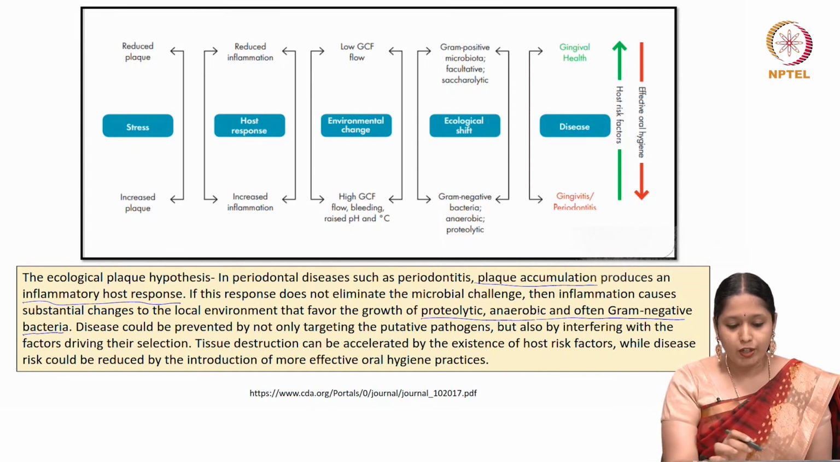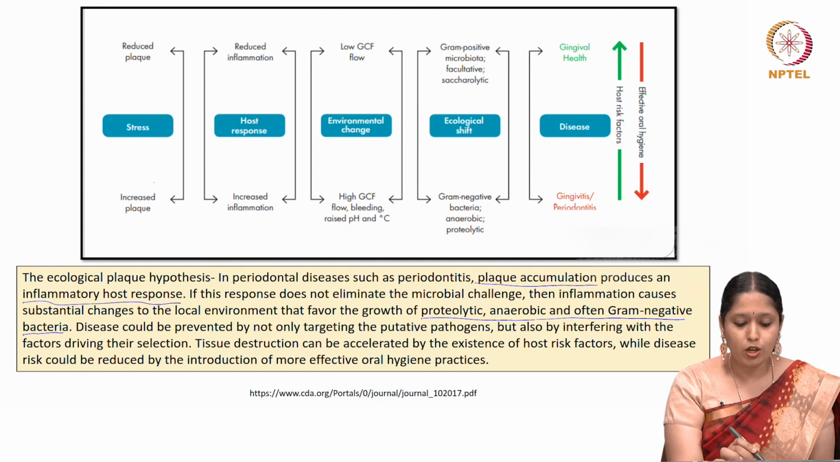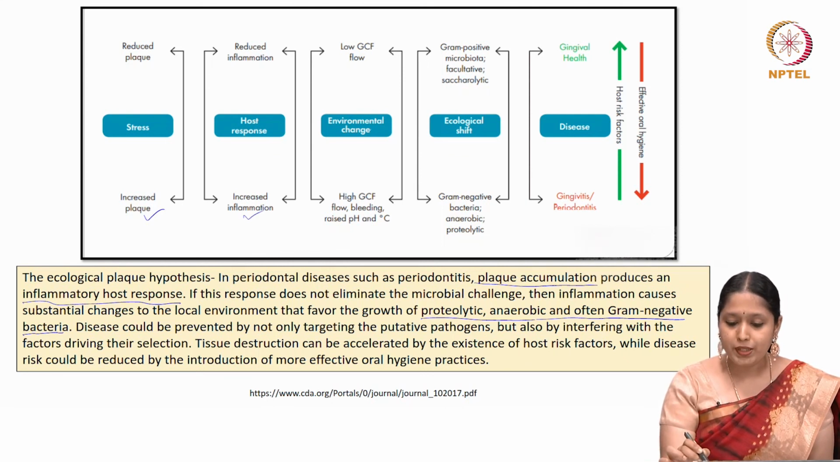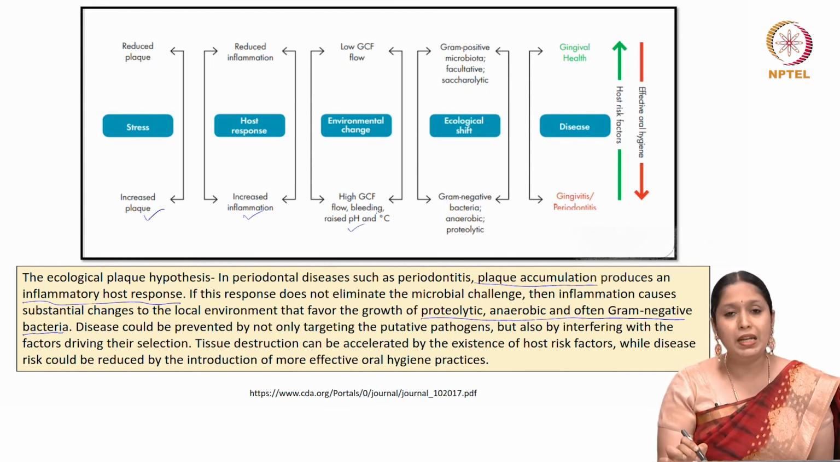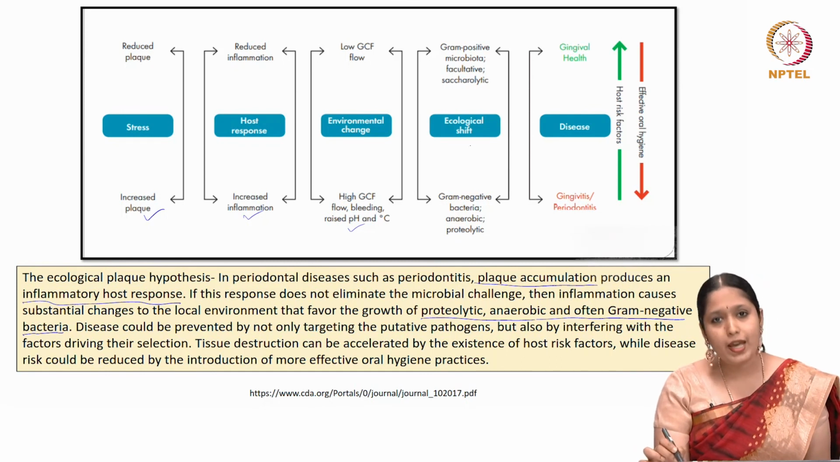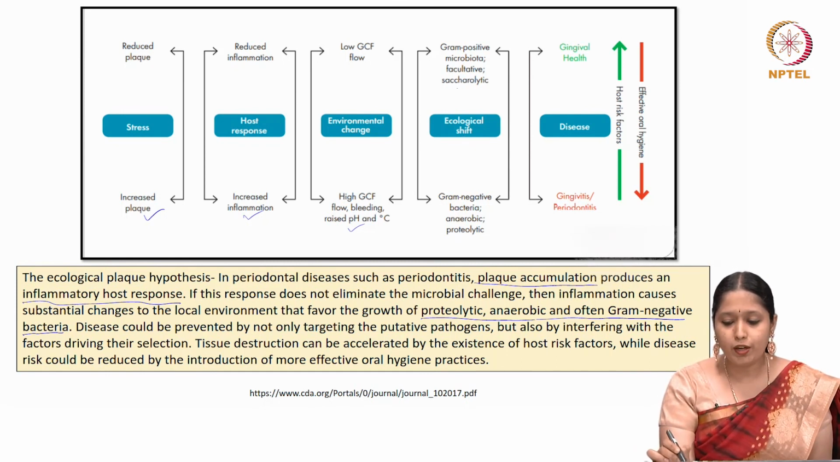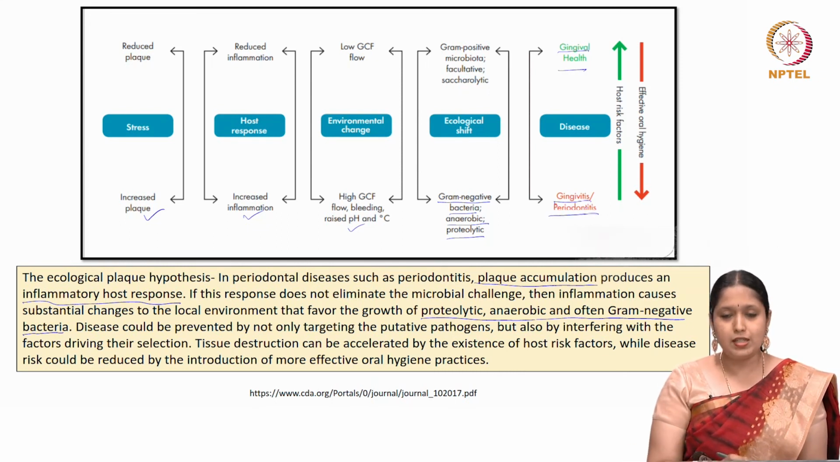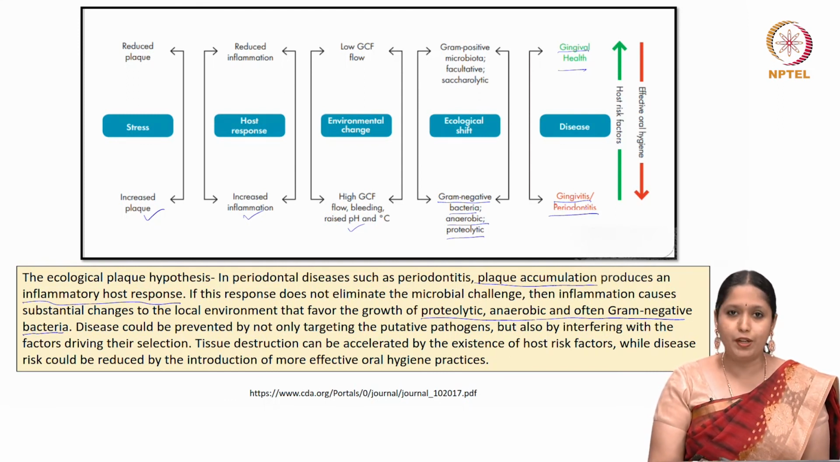So, what happens in the case of periodontal disease? Stress will cause increased plaque and a host response shifting from reduced inflammation to increased inflammation, and an environmental change from low gingival crevicular fluid flow to high GCF flow, bleeding and increased pH. There will be an ecological shift from gram positive, facultative microbiota to gram negative, anaerobic and proteolytic bacteria. So, the normal gingival health is altered and it leads to periodontal diseases, that is gingivitis and periodontitis. This is the ecological plaque hypothesis in relation to periodontitis.